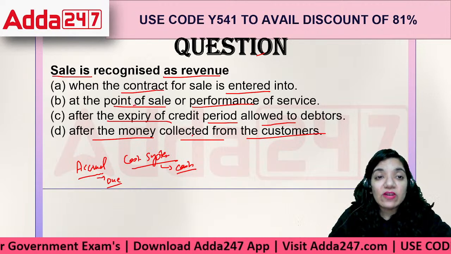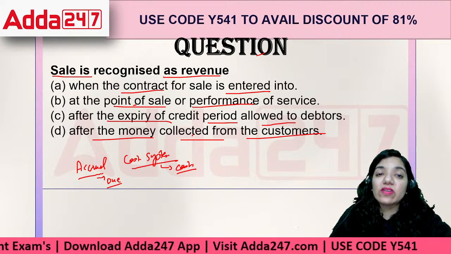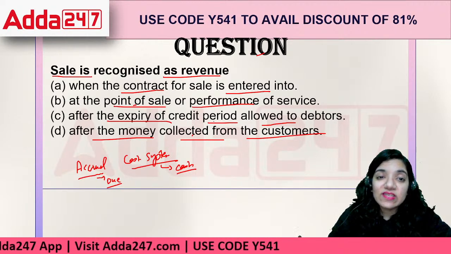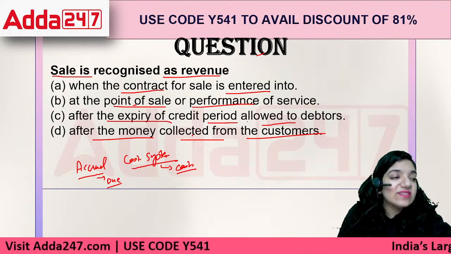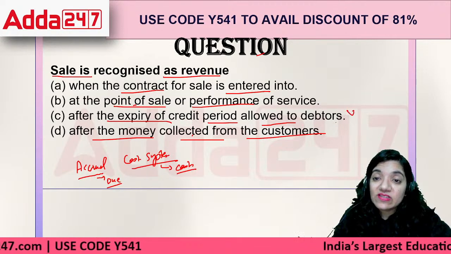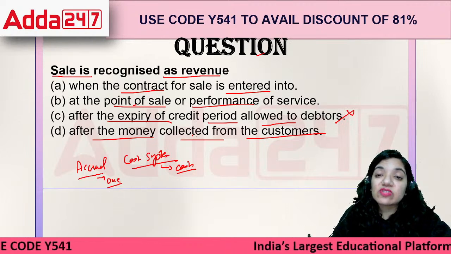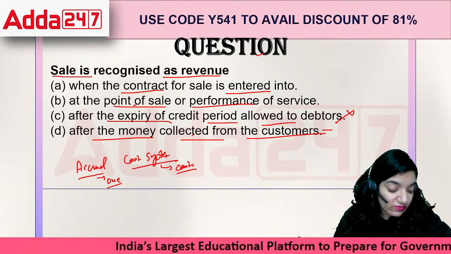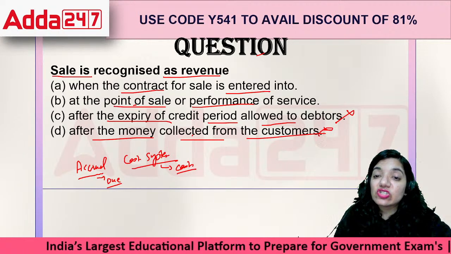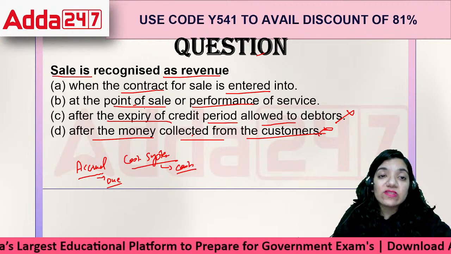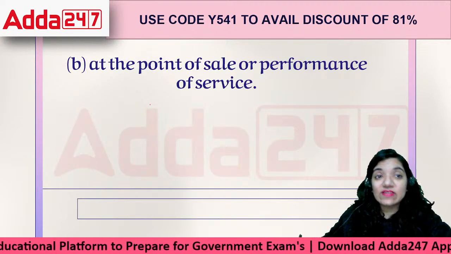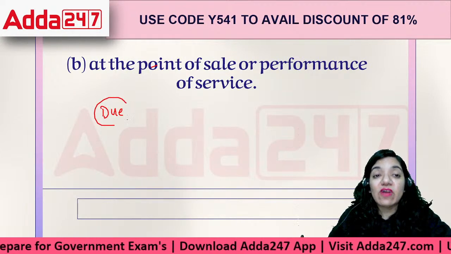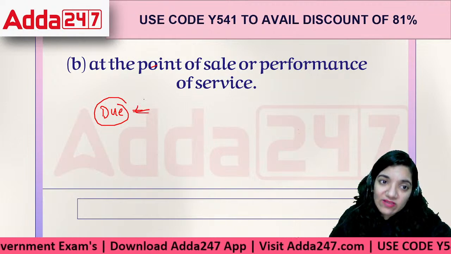But when do we recognize it as revenue? When the contract for sale is entered into at the point of sale or performance of service, at the expiry. See, if the debtors are supposed to pay us, that means we had already sold them something. That's not relevant there. After the money is collected from the customers, this can be done only under the cash system of accounting. Here we are not looking at the cash system. Here we look at whenever we make the sales, so that is at the point of sale or performance of service. Whenever we find that the service is due, only then we record it, right?